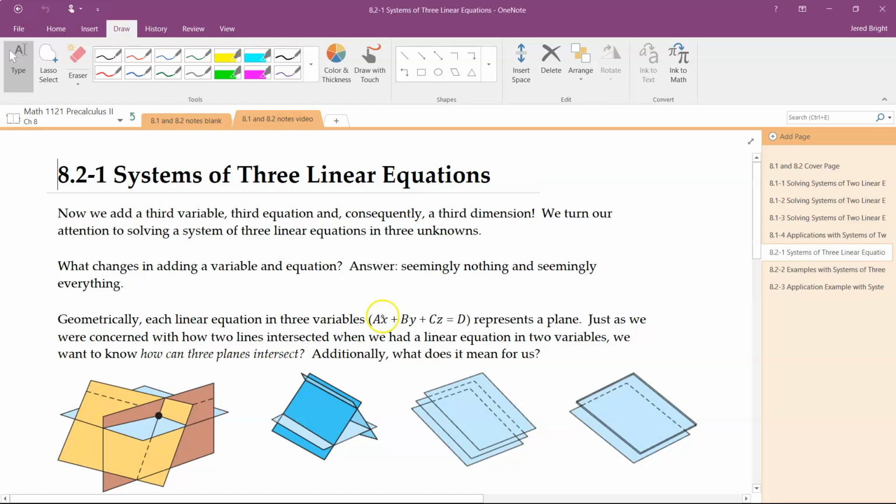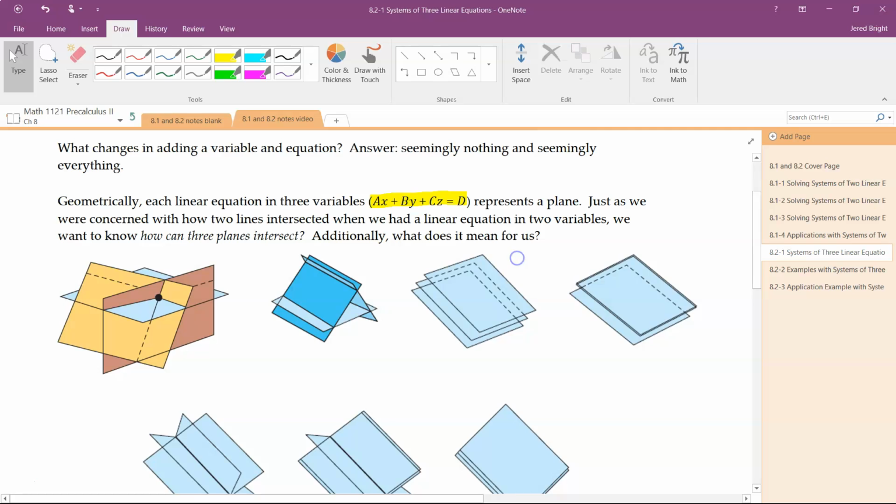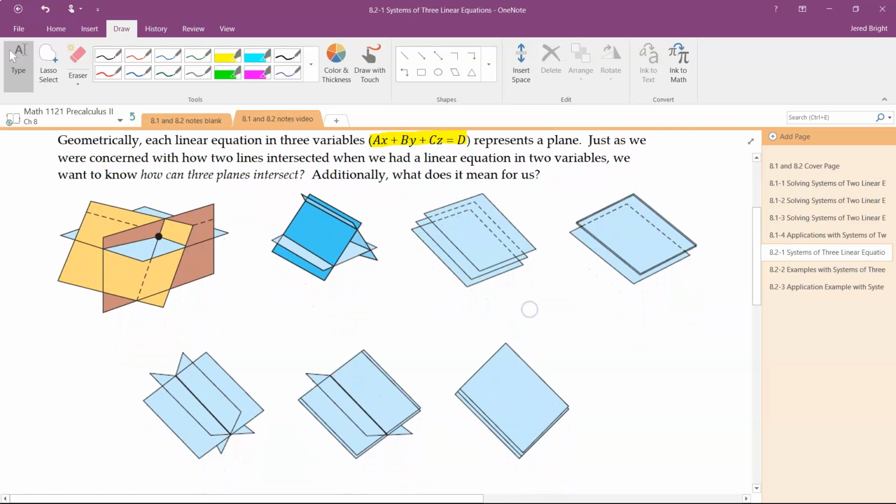When we look at an equation in 3 variables, that equation represents a plane, okay? And planes can intersect in a variety of ways. So here are the different types of intersections that we can see. Here in the very left one, this is actually a single point. So that would just be x, y, z, whatever those values are of x, y, and z.